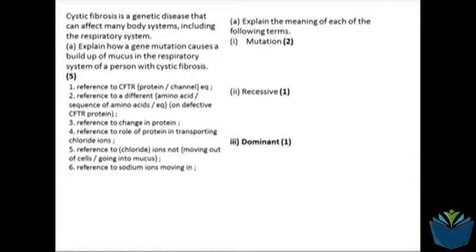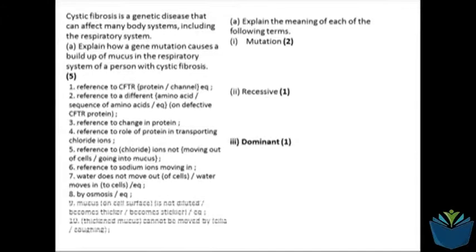So what we're thinking about here is a build-up of these ions within the epithelial cells. That means the water doesn't move out of the cells into the mucus, making it quite thick and sticky. You can then talk about how the water moves, and that process is osmosis. This means the mucus becomes thicker because the water isn't moving out, and it can't be moved, and therefore you get an increase in coughing and similar symptoms. Any five points are acceptable there.